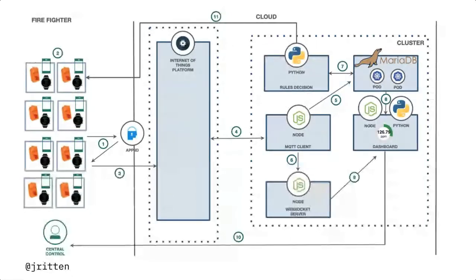All right, so the firefighter first goes in. They use a service called App ID to authenticate to the mobile device, so they're allowed to use the application. Once that happens, they pair their wearable device with their mobile phone using Bluetooth. And once that pairing is successful, the device is able to send data through the phone to the Internet of Things, which is the next big block in the middle.